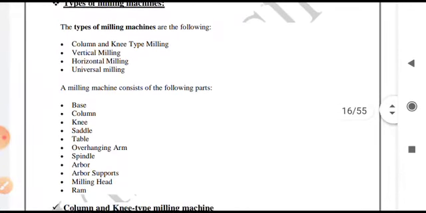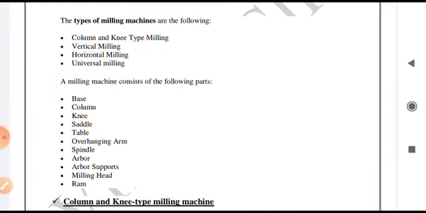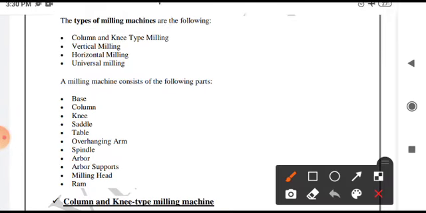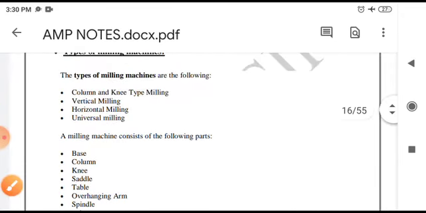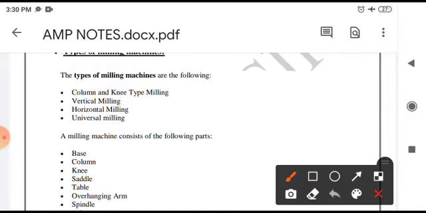Types of milling machine. Let's see the classification of milling machines depending on different factors. First is the column and knee type milling machine, in which there are three categories under that type: plain milling machine, universal milling machine, and vertical milling machine.